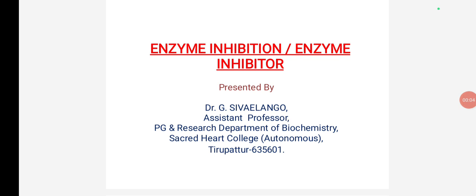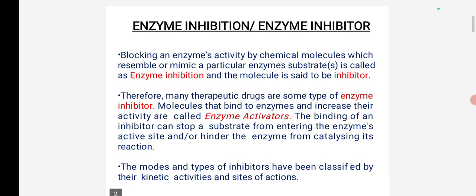Today we will discuss types of enzyme inhibition, or enzyme inhibitors. Enzyme inhibition is blocking an enzyme's activity by chemical molecules which resemble or mimic a particular enzyme substrate. The molecule is said to be an inhibitor. Therefore, many therapeutic drugs are some type of enzyme inhibitor.